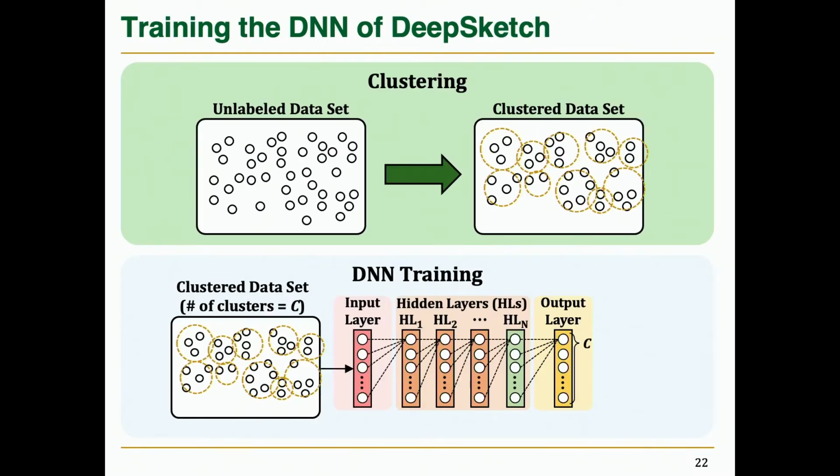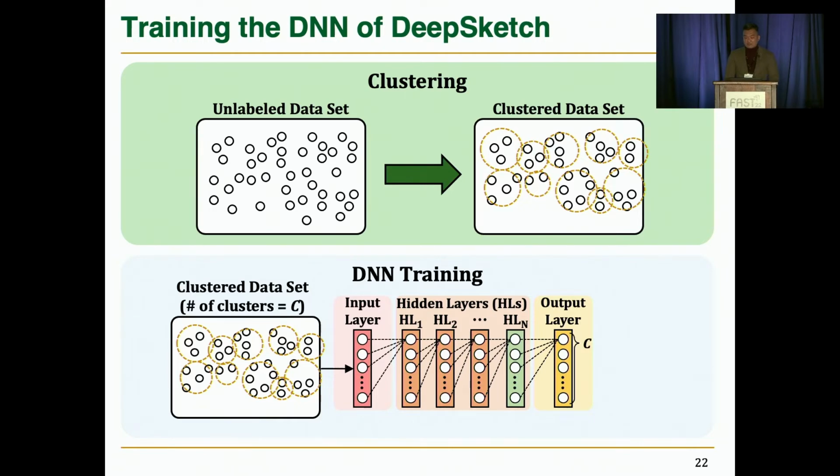So these challenges led us to perform clustering-based DNN training that first clusters an unlabeled data set collected from various real-world workloads and performs supervised learning using the clustering results. So we first cluster similar data blocks in the unlabeled data set and train a DNN to accurately infer a given data block's cluster. Then, using the learn-to-hash method, we can generate similar sketches for similar blocks.